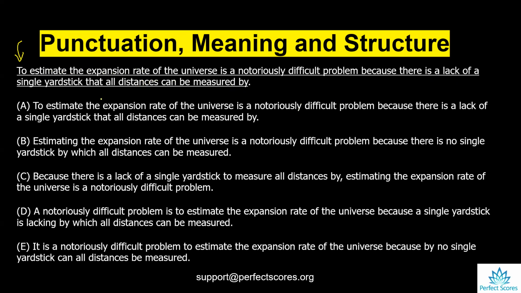Now let's have a look at these options. Option A, you don't have to read again because it's the same. So you can't really see a strong split in these options in the beginning, because you have to estimate or estimating, because there is a notoriously difficult, it is a notoriously difficult problem. And similarly, at the end, also you cannot see a very strong split. Can be measured by, can be measured, be measured. So that means there's no other choice, but you have to read each and every option, and that gives you a sign that it is a difficult question. So let's go through these options one by one.